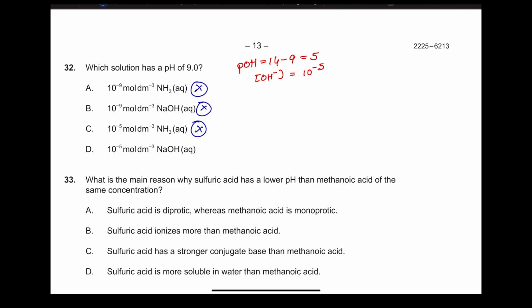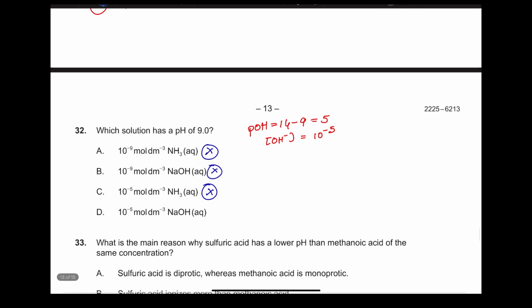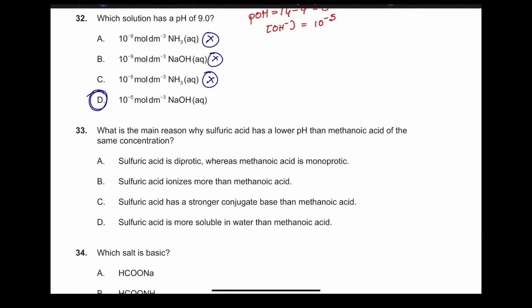Lastly, we have 10 to the power minus 5 NaOH, which exactly matches with our requirements. The concentration is 10 to the power minus 5. NaOH is a strong base, so it will dissociate completely. OH minus ion concentration will also be equal to 10 to the power minus 5. So for question 32, the answer is D.